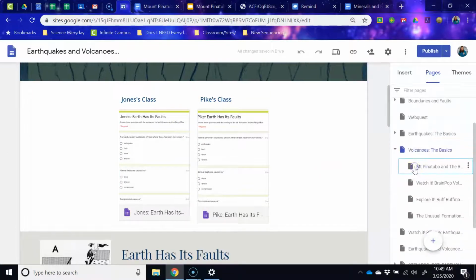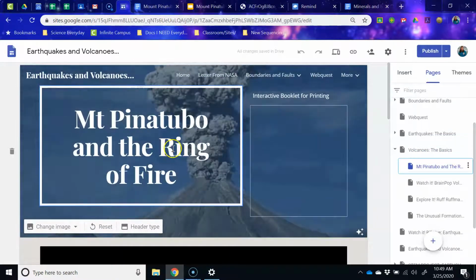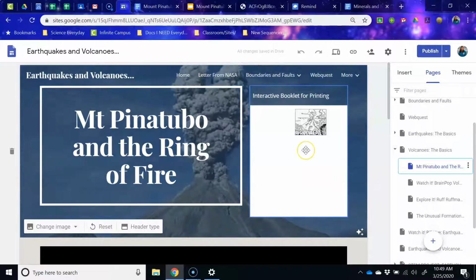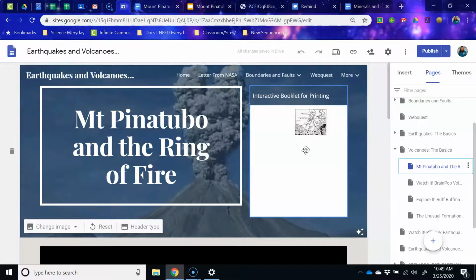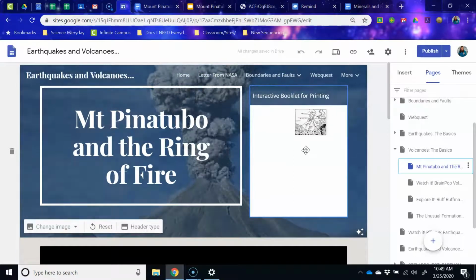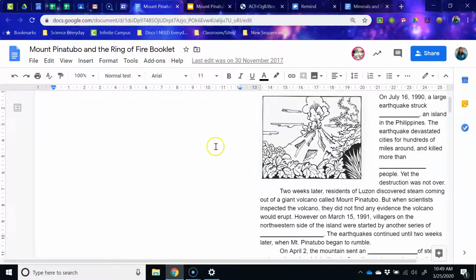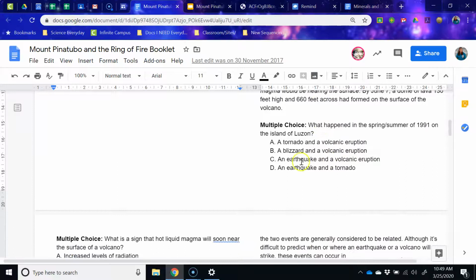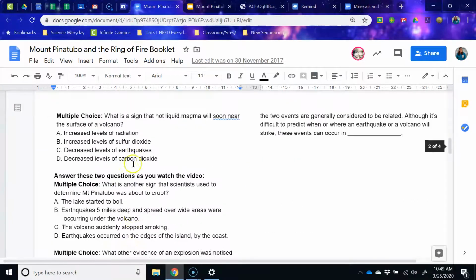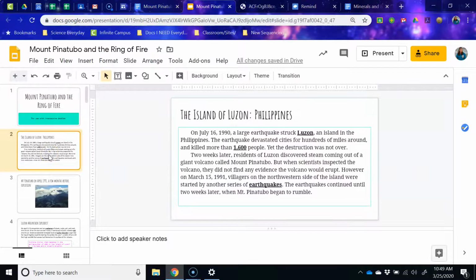So the next we go to Mt Pinatubo and the Ring of Fire. So if you have a printer, I know everyone does not. I wish I had had time today to get up everything that we could possibly need to be printed. But if you don't, you could follow along with what it shows to do. Basically, it was a fill-in notes, and then you answered multiple choice questions as you go along. So we will go ahead and look at some of this.